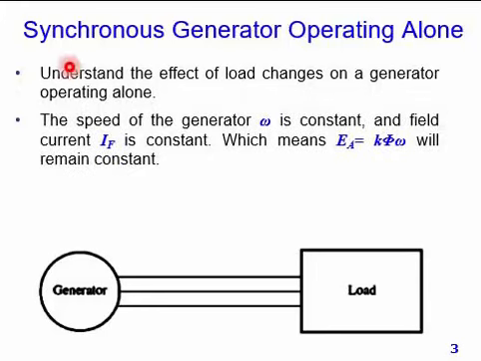We will understand the effect of load changes on a generator operating alone, that is, how we change the load, increase or decrease its value, and what will be the effect of this load change on the generator. The speed of the generator omega is constant and the field current IF is constant, which means the voltage EA, since we know that it is equal to K phi omega, will also be constant, since the two variables in this equation, phi and omega, are assumed to be constant in this case.